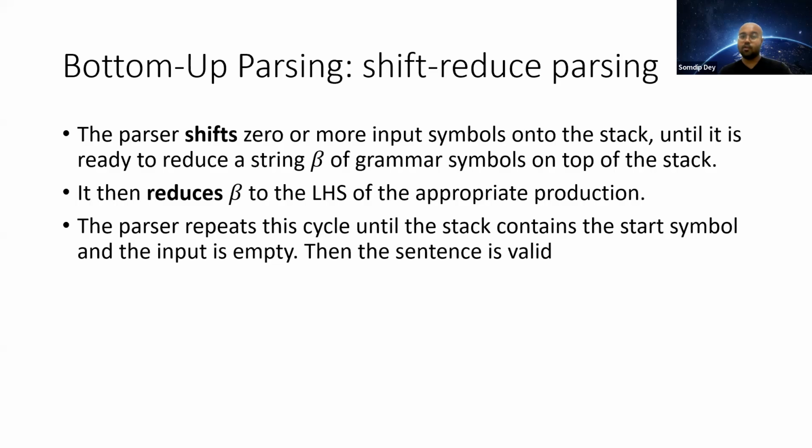Okay, so in essence, what we have noticed is that the parser shifts zero or more input symbols onto the stack until it is ready to produce a string beta of the grammar symbols on top of the stack. It then reduces the beta to the left-hand side of the appropriate production rule. The parser repeats this cycle until the stack contains the start symbol and the input is completely empty. If that happens, then the input sentence is valid.